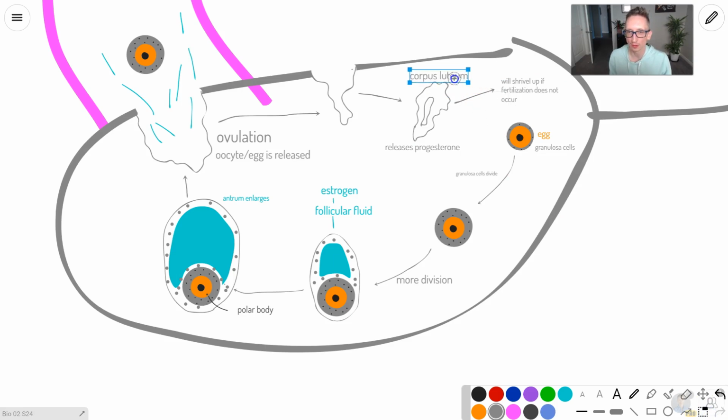All right, so this is your basic ovulation cycle that's happening in the ovary. This is what's going on in the ovary.